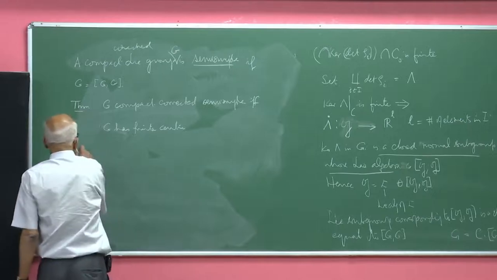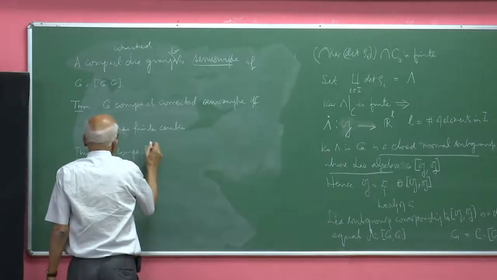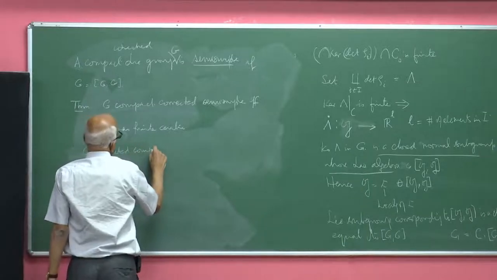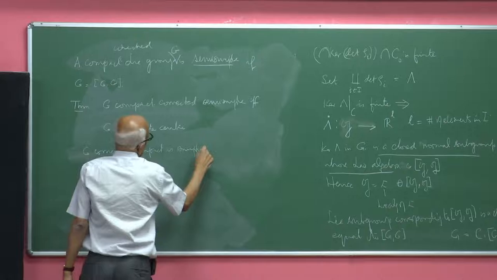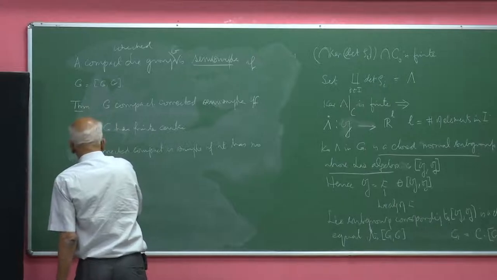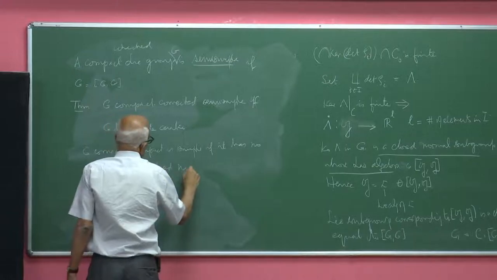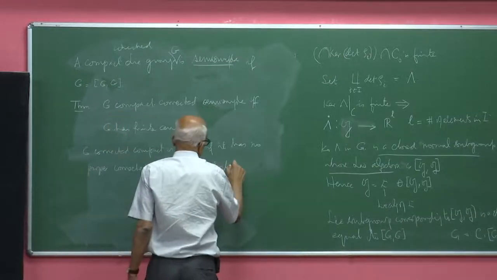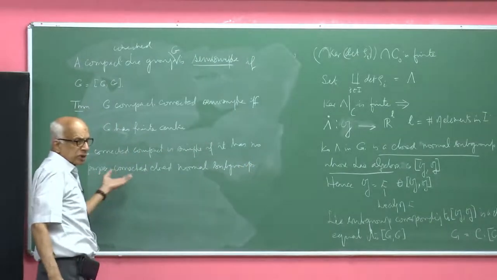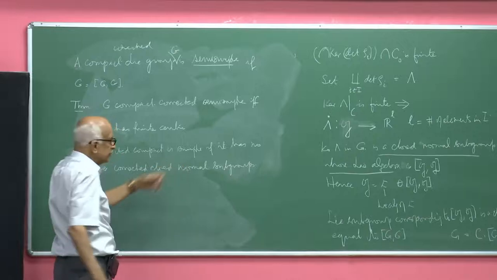And the result is that G compact, let me make a definition. G connected compact is simple if it has no proper connected closed normal subgroups. In particular, the center is finite, because the center is a closed normal subgroup, which implies it is semi-simple. G is necessarily semi-simple with this definition.